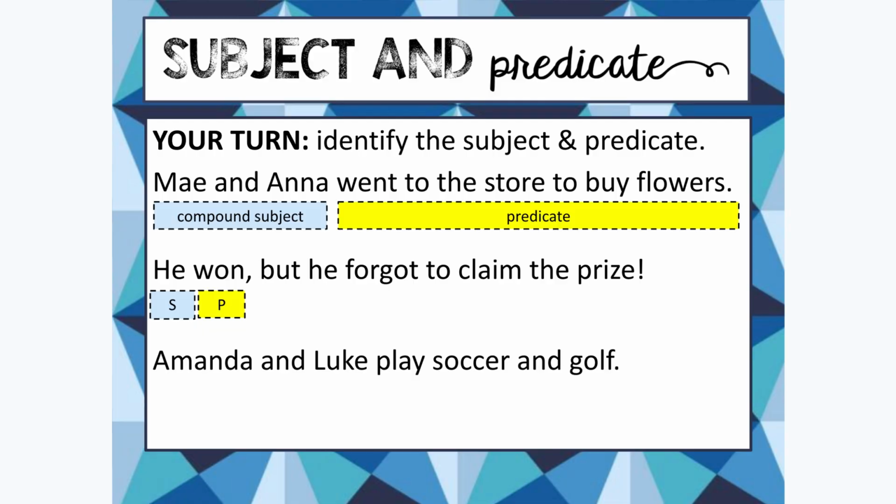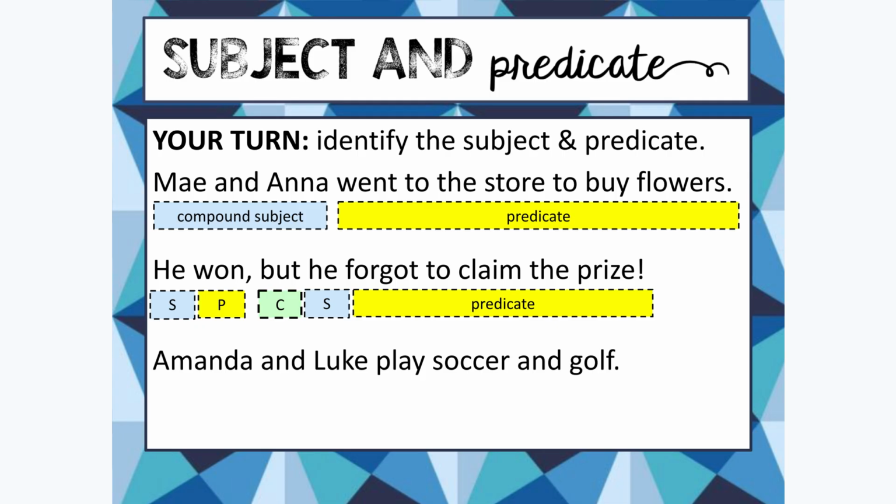He won, but he forgot to claim the prize. He won. If that was a complete sentence with an exclamation point at the end of it, like we saw on the last slide, that would be an independent clause. We have a comma, so we know it's not over, and a conjunction, but we have a subject, again, he, and then the predicate, forgot to claim the prize. So you can't just look for subject, verb, and then say everything else is the predicate. You have to look for that and the but, and you have to look for more than one subject, and you have to look for more than one action to decide.